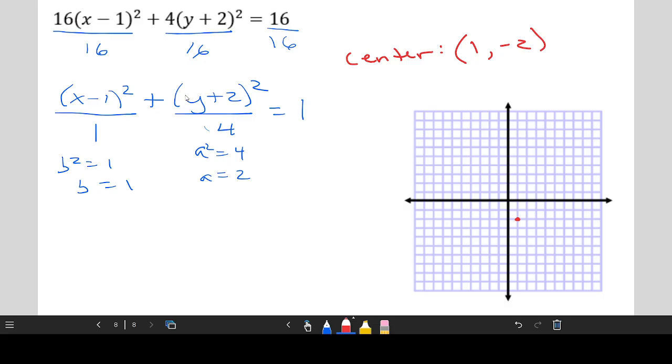And then in the y direction, since this value came from the denominator under y, in the y direction we're going 2 units from the center. So 2 units up and 2 units down to plot our vertices. And then 1 unit in the x direction from the center. So 1 unit to the right and 1 unit to the left. And this is going to be very tough for me to draw since it's so tiny.